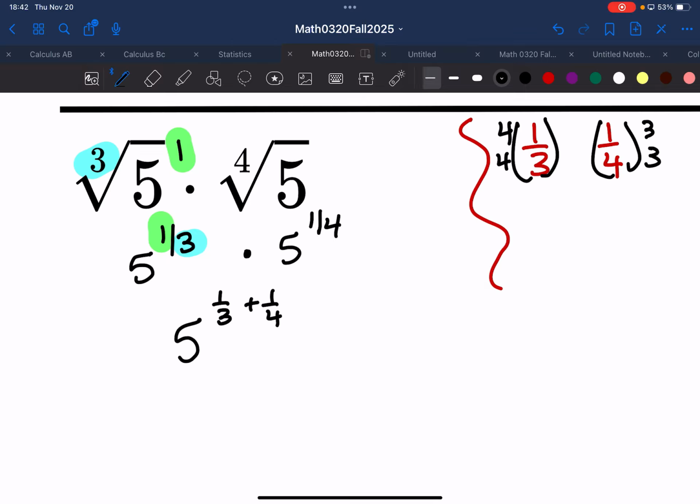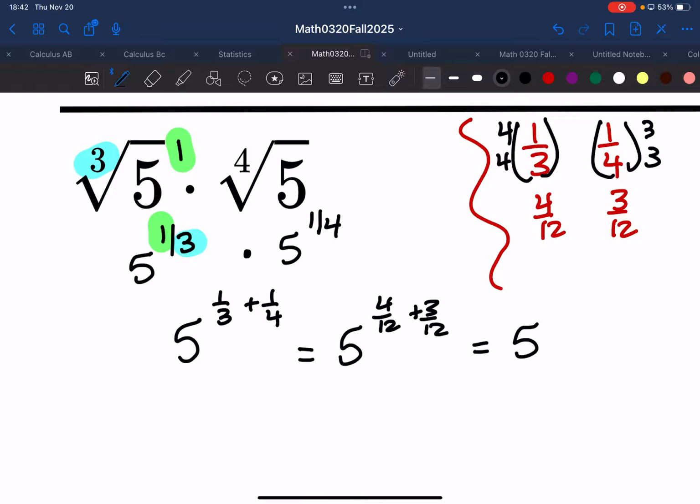Which means I get 4/12. And the other one? 3/12. So I go back to my problem, and this is now 5 to the 4/12 plus 3/12, which equals 5 to the 7/12. And now that I have it with one base and one exponent, I can convert it back to a radical. And now it's combined as one radical.